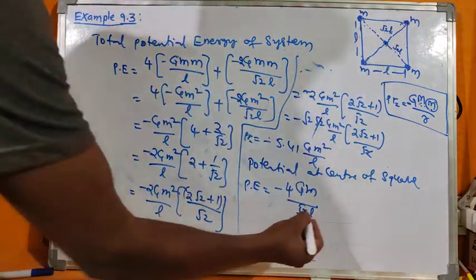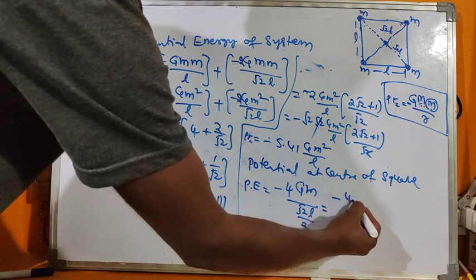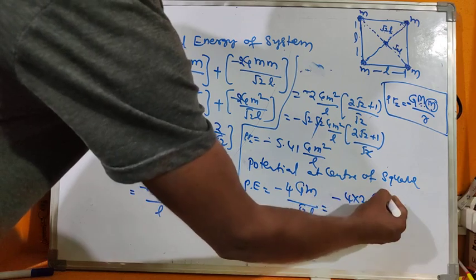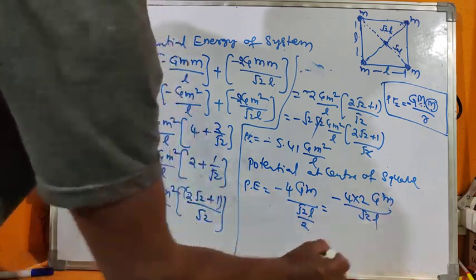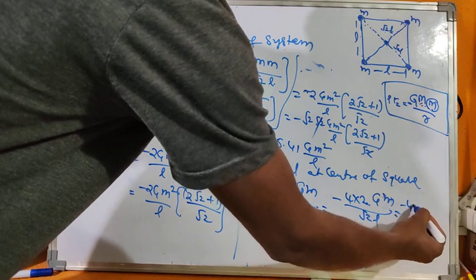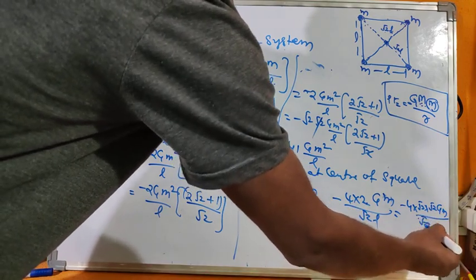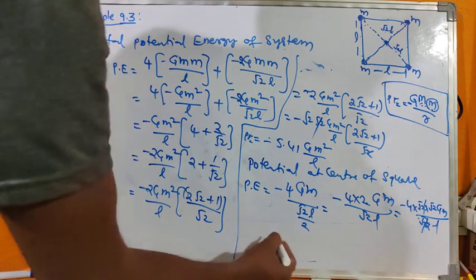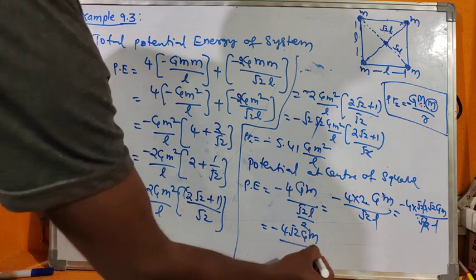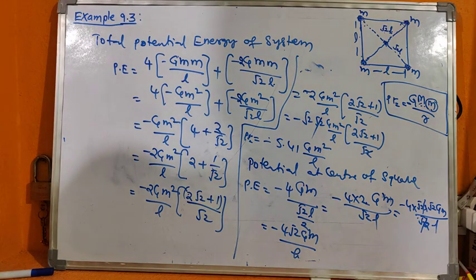So it is equal to minus 4 into 2, which comes into the numerator, capital G small m by root 2 L. This 2 we can write as root 2 into root 2, so minus 4 into root 2 into root 2 Gm by root 2 L. One root 2 gets cancelled, and it is equal to minus 4 root 2 Gm by L. This is the potential at the center of the square.